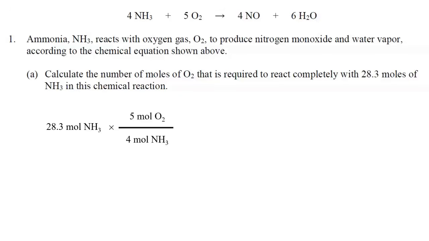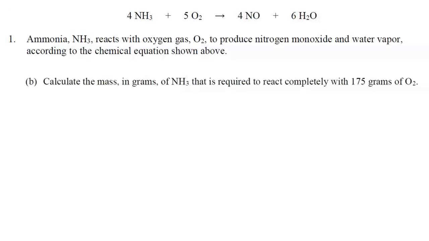So we do that math, 28.3 times 5 divided by 4. Here is our unrounded answer. And since 28.3 has 3 significant figures, we will round off our final answer to 3 significant figures. That makes it 35.4 moles of O2.